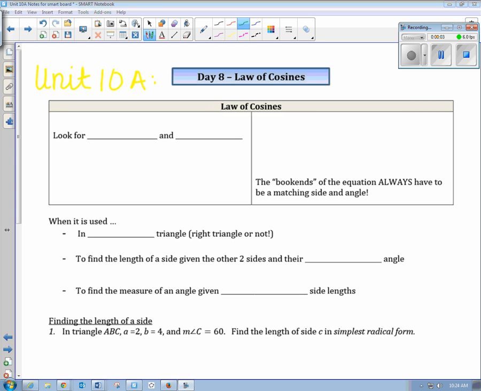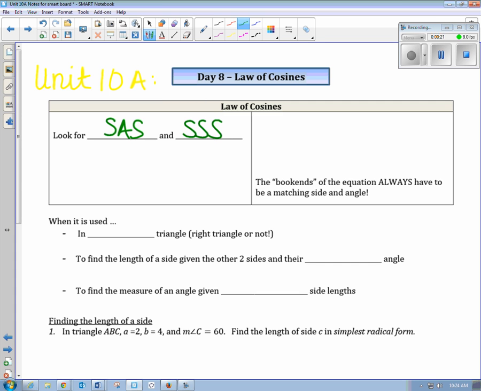Law of cosines is very similar to law of sines in that it allows us to find the missing sides or angles in a triangle. The patterns that we're going to be looking for to determine that it's law of cosines is the side angle side pattern and the side side side pattern.